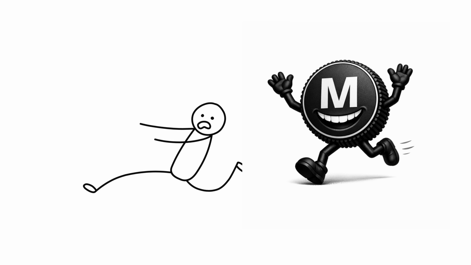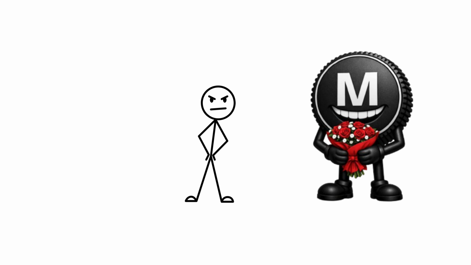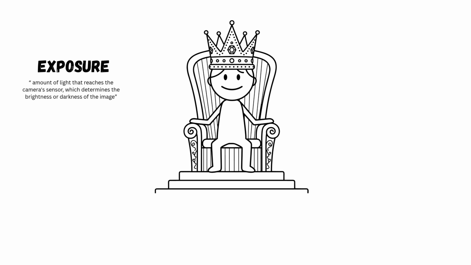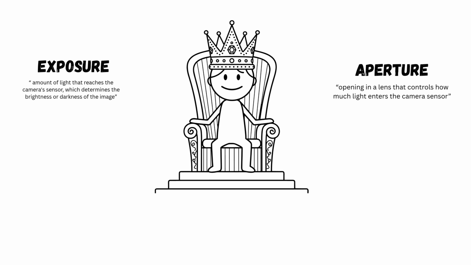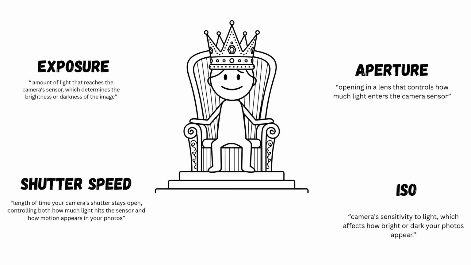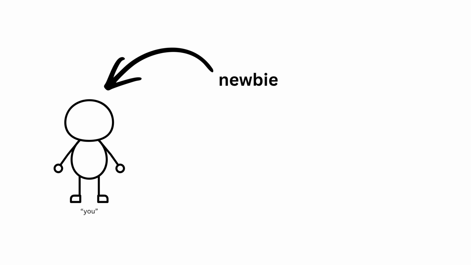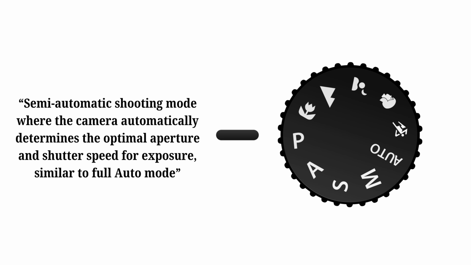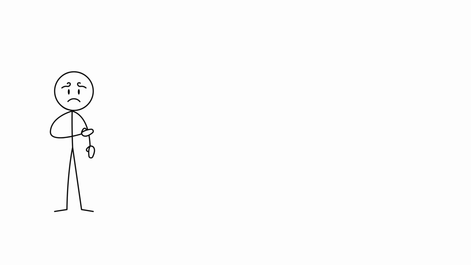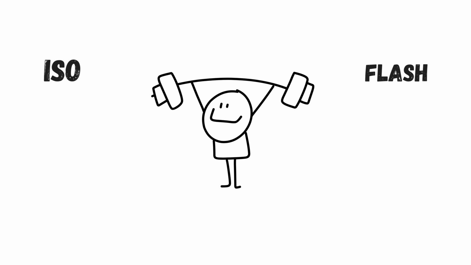It may seem scary, but all manual is a setting where the photographer has complete control over exposure, manually adjusting the aperture, shutter speed, and ISO, rather than relying on automatic camera settings. For beginners, most don't touch this setting. They stay on program, a semi-automatic shooting mode where the camera automatically determines the optimal aperture and shutter speed for exposure, similar to full auto mode.